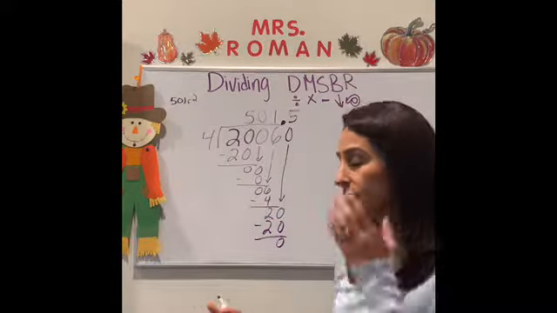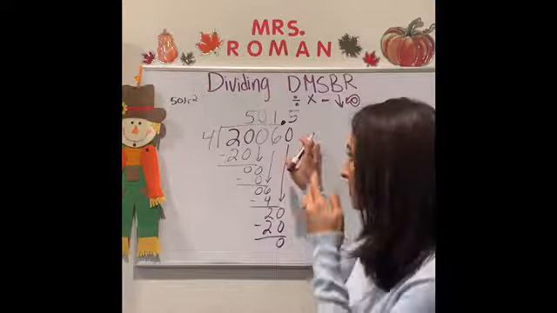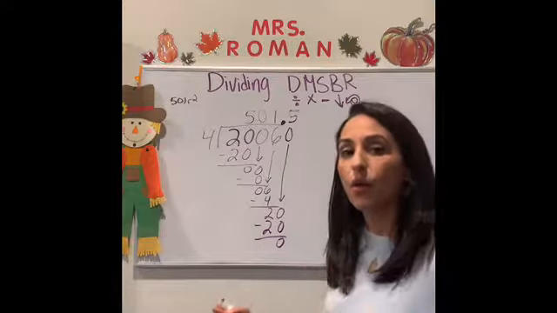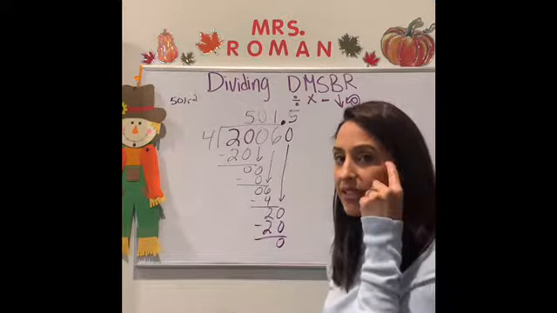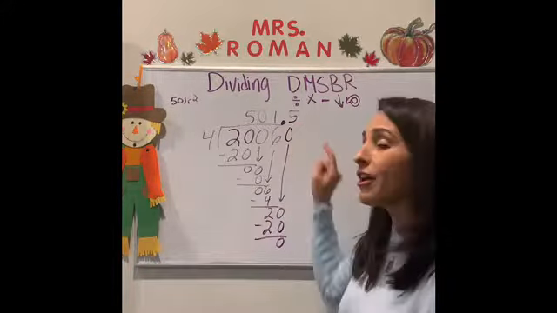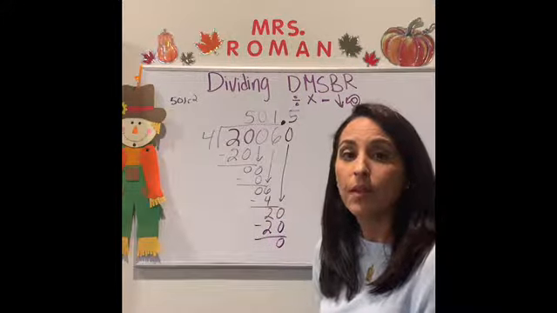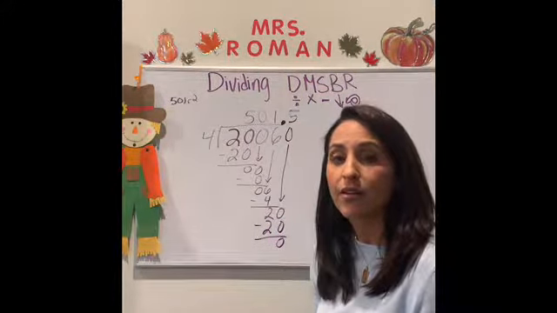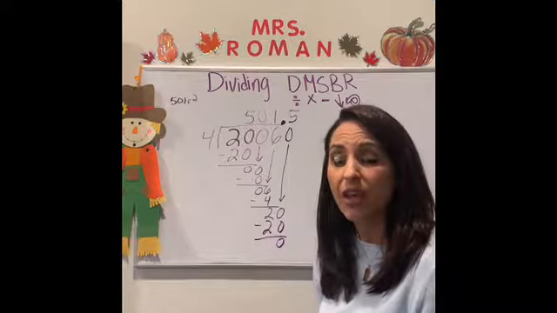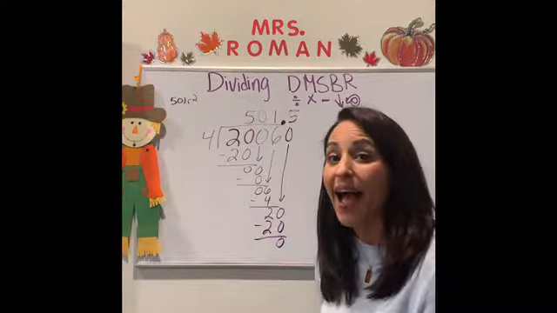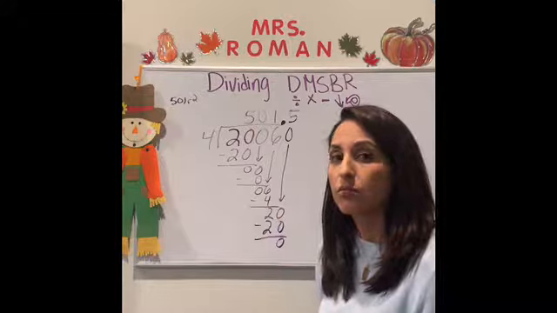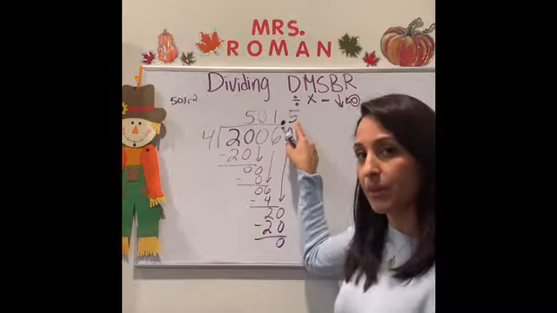Now I'm done. I have 0 when I subtract. There's nothing else to bring down. We're good. But I want you to think about this answer. What does 0.5 even mean? Well, 0.5 means I have 5/10. 5/10 is the same thing as a half. So this is 5 in the 10th place.